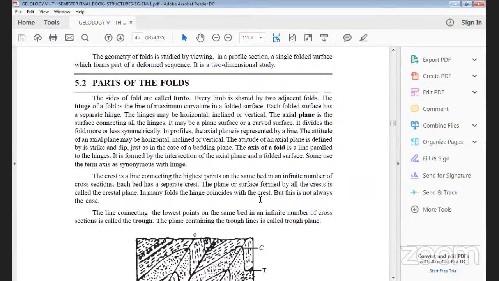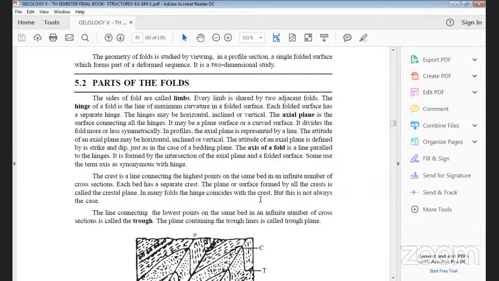Then we may find the hinge. The hinge of a fold is a line of maximum curvature on the folded surface. Each fold surface has a separate hinge. Those hinges may be horizontal, or sometimes inclined or vertical also. The axial plane is a surface connecting all the hinges. It may be a plane surface or a curved surface, whatever it may be.